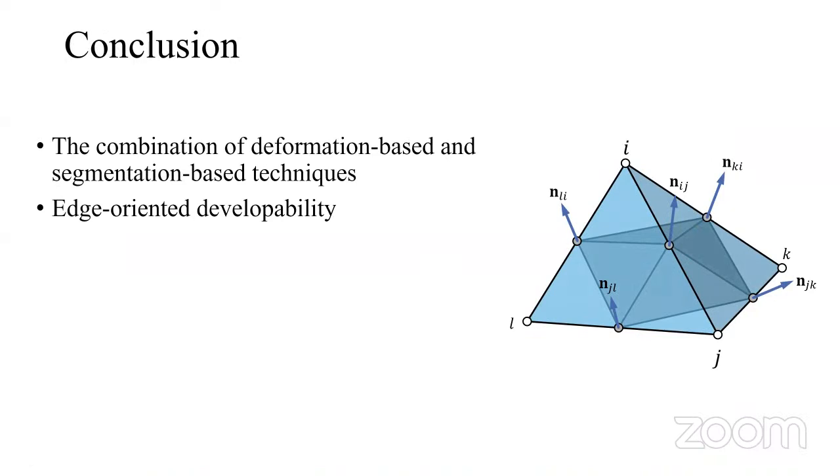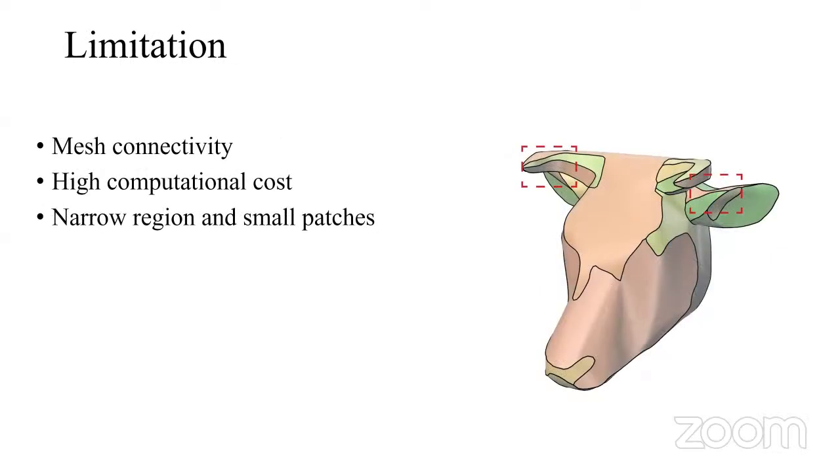So in this work, we present another method. The key idea is to combine the deformation-based and the segmentation techniques. The key contribution is an edge-oriented developability that is used to define developability in the character deformation energy, which is then optimized by the block nonlinear Gauss-Seidel method. However, there are some things that can be improved. First, the edge-oriented definition of developability also depends on mesh connectivity. Second, our block nonlinear Gauss-Seidel method is slow. It takes many iterations for optimization.